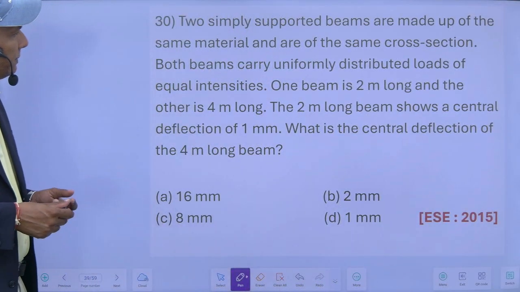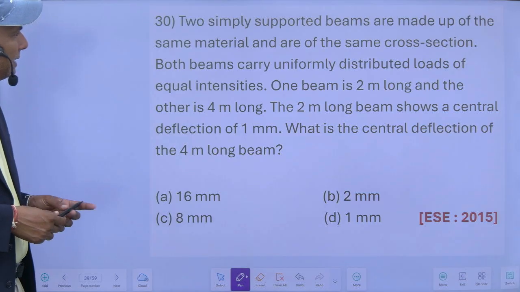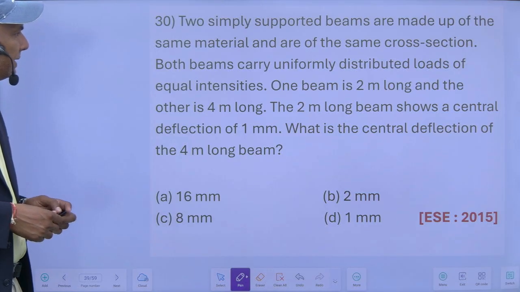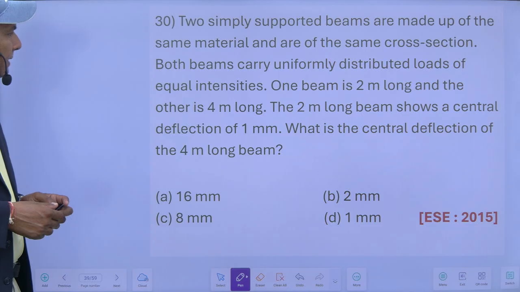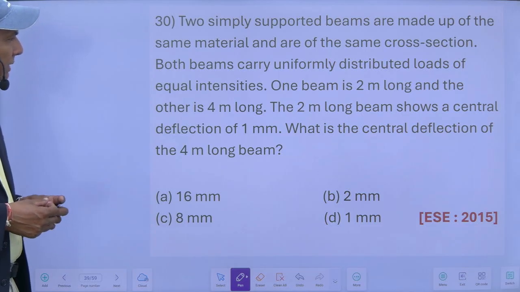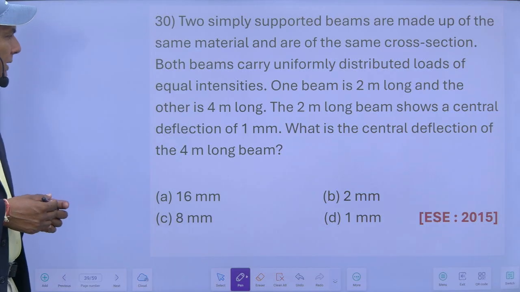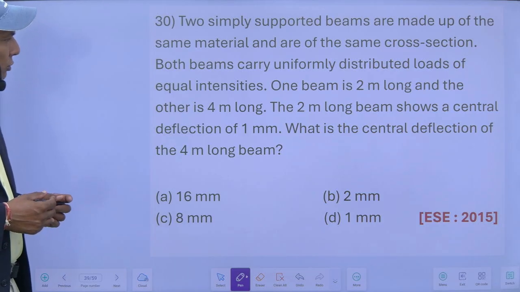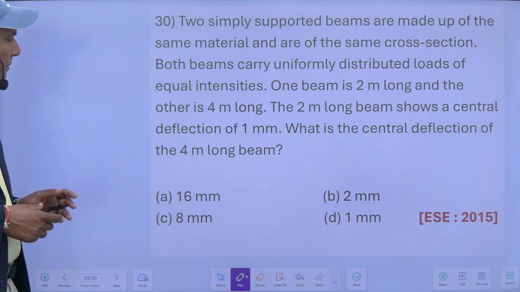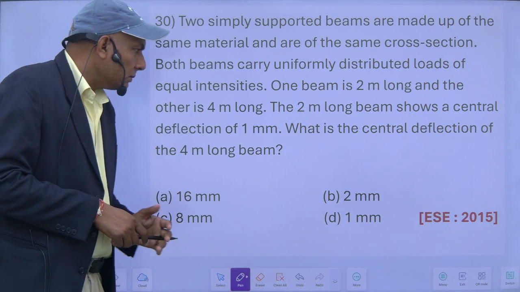Two simply supported beams are made of the same material and are of the same cross section. Both beams carry UDL of equal intensity. One beam is 2 meter long and the other is 4 meter long. The 2 meter long beam shows a center deflection of 1 mm. What is the center deflection of the 4 meter long beam?